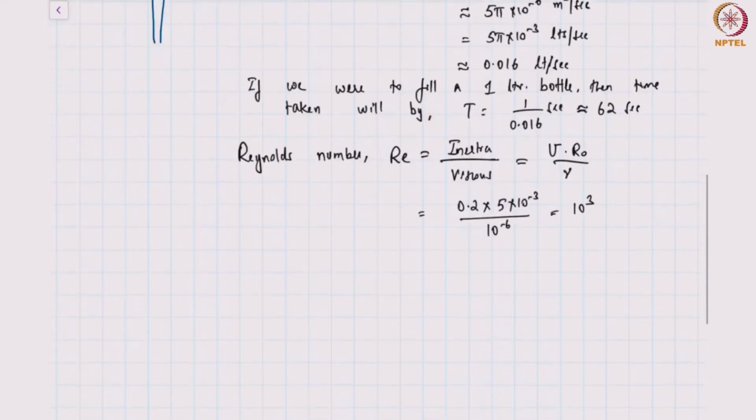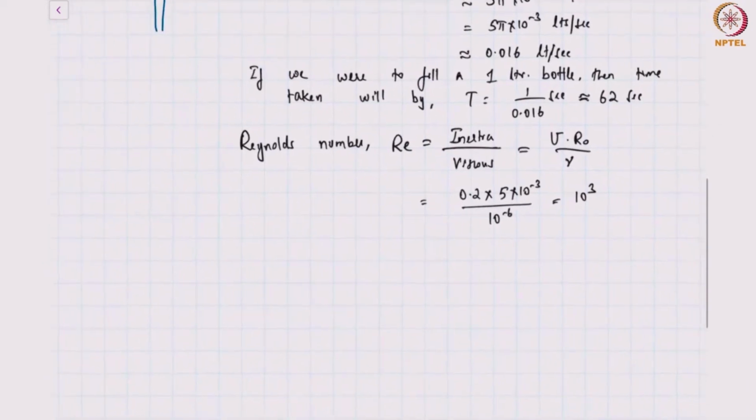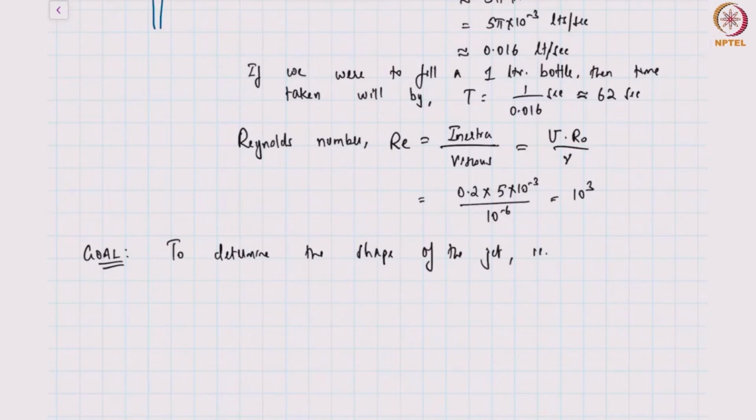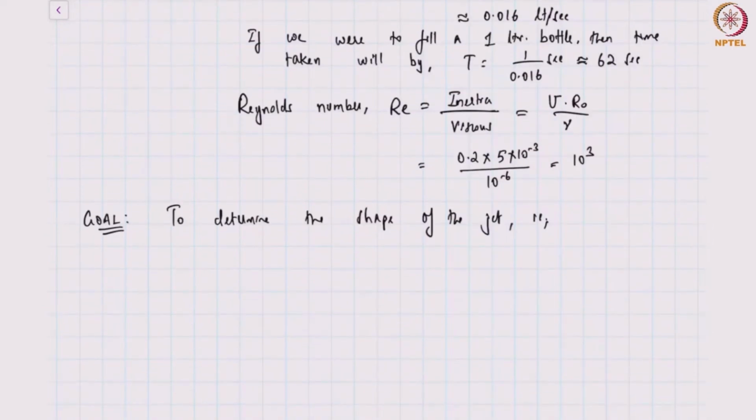Okay. So what's the goal? The goal is to determine the shape of the jet. That is, I want to determine the radius r of z at any location. So the goal is to determine r of z.